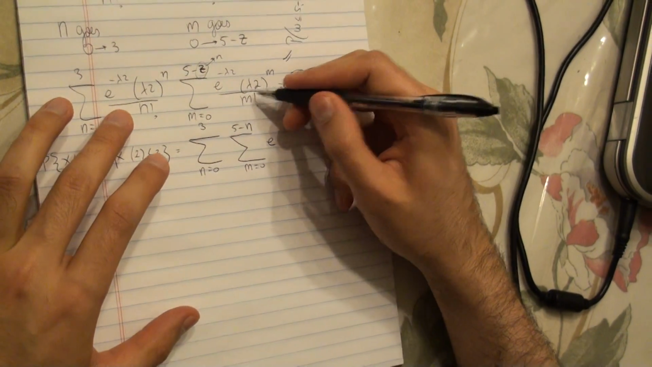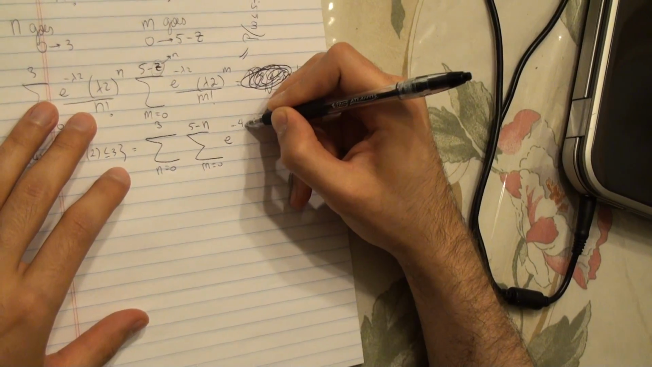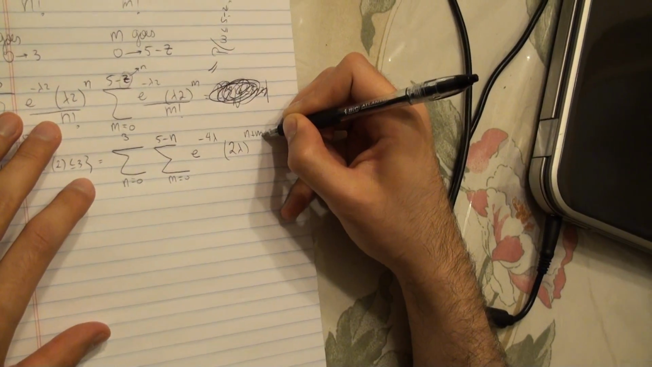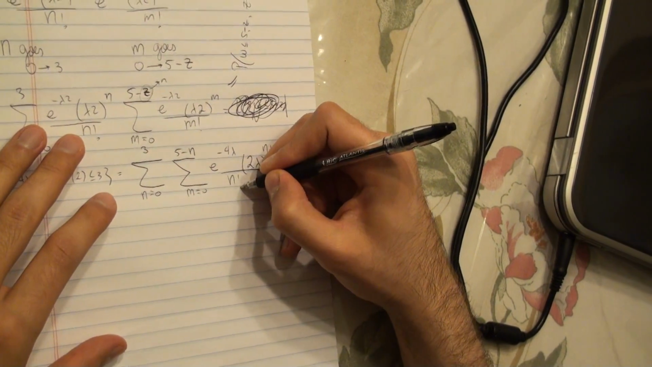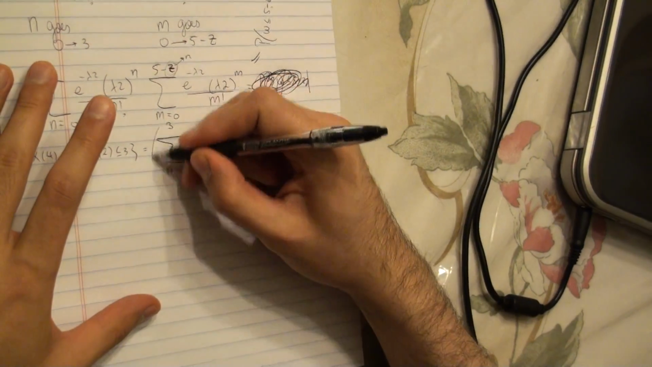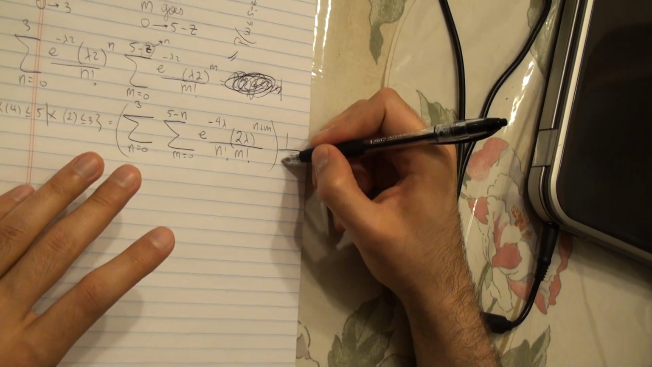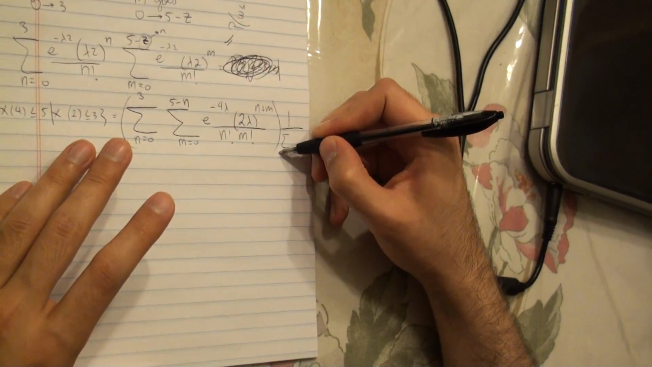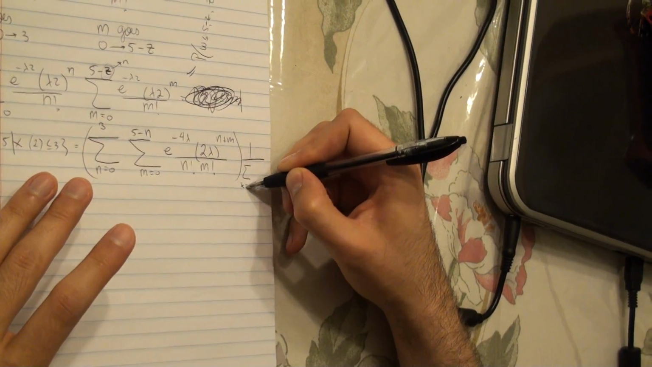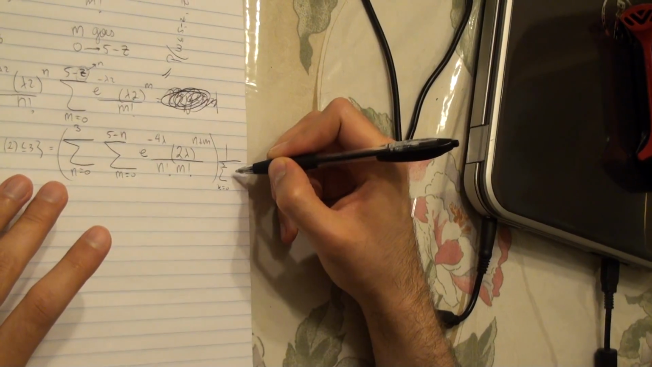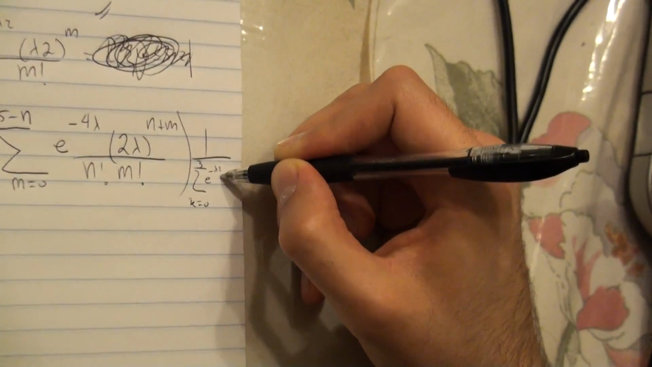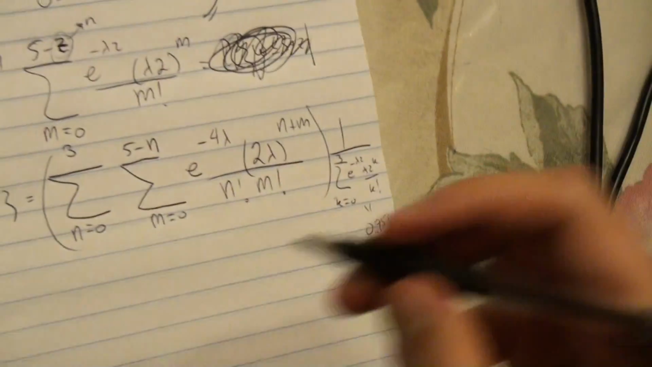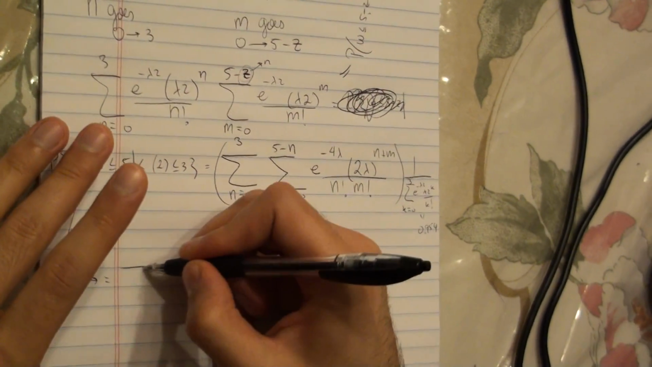Here, I'm just going to multiply these two. So we have e to the minus 4 lambda, times 2 lambda to the n plus m divided by n factorial m factorial. And all this is divided by this summation, which was the probability of X(2) less than or equal to 3. I'll use a different index: k goes from 0 to 3 of e to the minus lambda 2 to the k over k factorial, which we showed is 0.954.